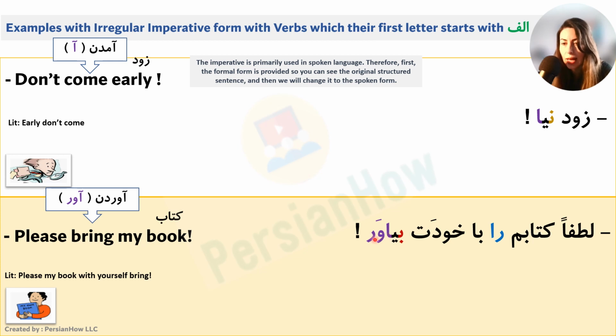بیاور. بیاور is the more formal form of it. And you see this is where the ye is before the present stem. But let's change this to a more spoken form. لطفاً کتابمو با خودت بیار.